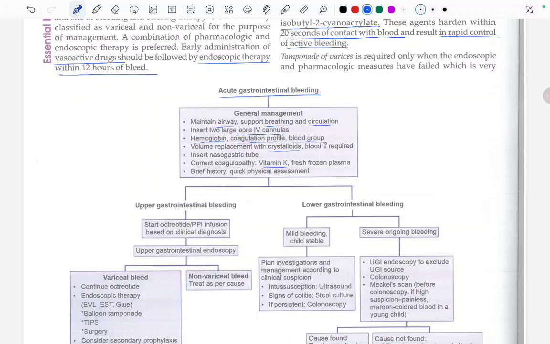Fine, these all things need to be done. Airway, breathing, circulation, IV cannulas, hemoglobin, we need to check, right, how much blood has been lost and how much is left. We need to check the coagulation profile and the blood group. We need to do volume replacement with the crystalloids, and blood if required, we need to insert an NG tube and correct any coagulopathy if present. Vitamin K needs to be given, and a brief history and a quick physical assessment.